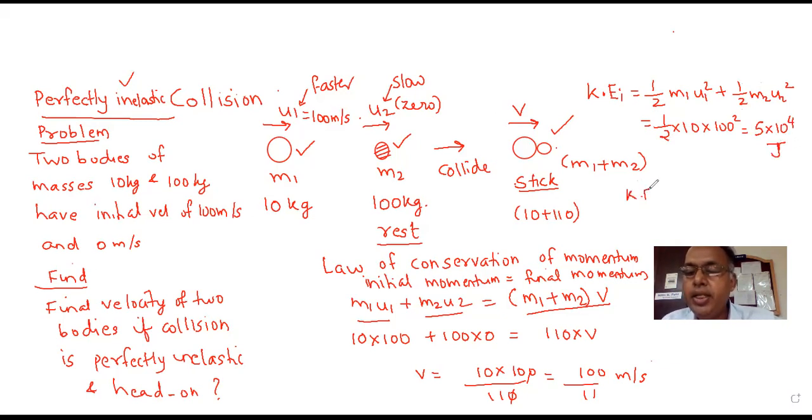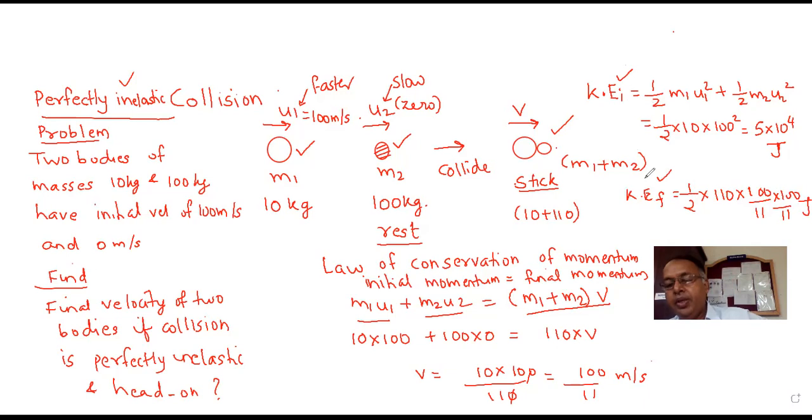And final is what? Final is half into m1 plus m2, which is 110, into 100 upon 11 into 100 upon 11. So this you can solve and get the answer. So this would be the initial kinetic energy, this would be final kinetic energy, and the loss would be the difference between the two. Okay. So I hope that you have understood how to solve a numerical on perfectly inelastic collision.